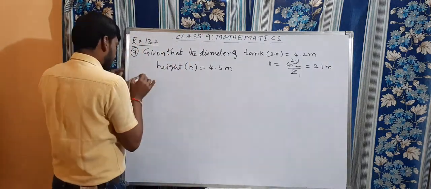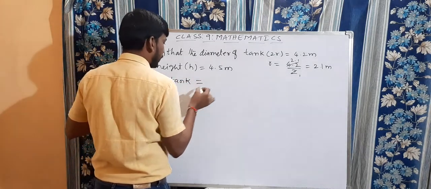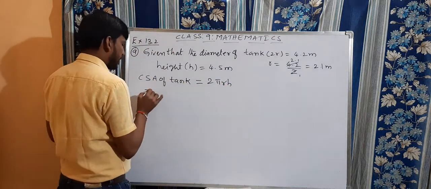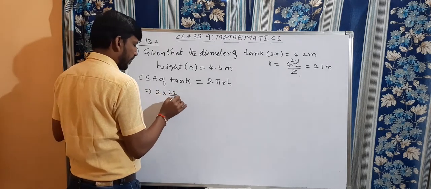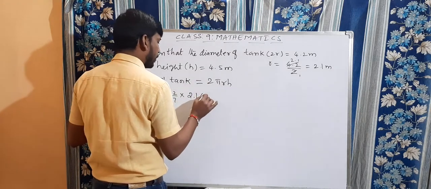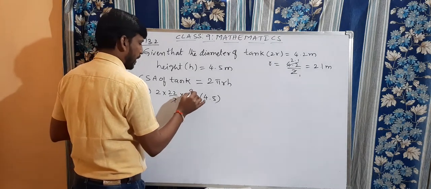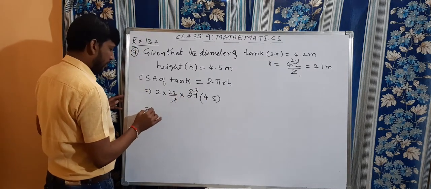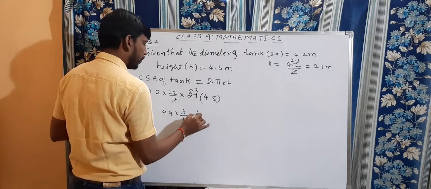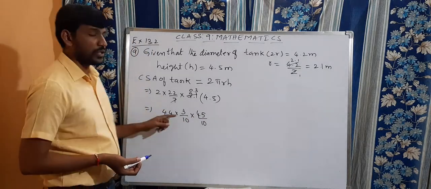Now here, CSA of tank is equal to 2 pi r h. Now substitute the values, which implies 2 into 22 by 7 into r is 2.1 and h equal to 4.5 here. So 2.1 is nothing but this is 0.3, okay. Now which implies 22 into 2 is 44 into 3 by 10 into 45 by 10 here. Now multiply 44 into 3 into 45.